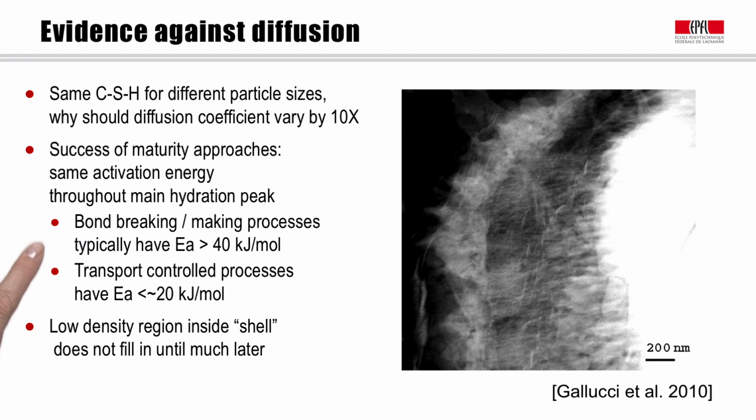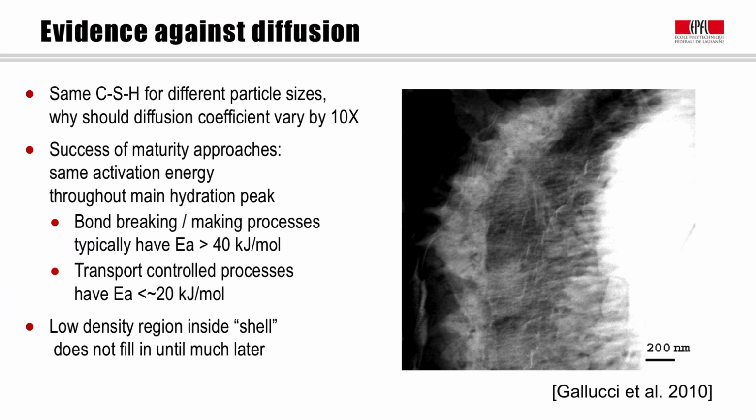So if we went from a mechanism like nucleation and growth, which is to do with bond breaking and making, this would have a typical activation energy around 40 kilojoules per mole, which is typically of the same order of what we find in cement paste, whereas transport controlled processes such as diffusion have much lower activation energies, less than around 20 kilojoules per mole. So there's no evidence from this activation energy.